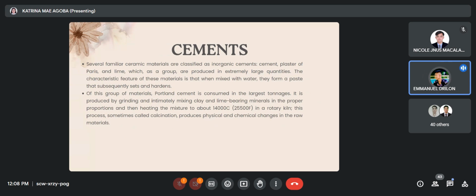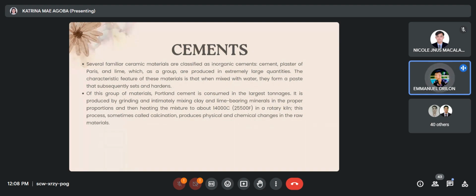cements. Several familiar ceramic materials are classified as inorganic cements: cement, plaster of Paris, and lime, which, as a group, are produced in extremely large quantities. The characteristic feature of these materials is that when mixed with water, they form a paste that subsequently sets and hardens. Of this group of materials, Portland cement is consumed in the largest tonnages.